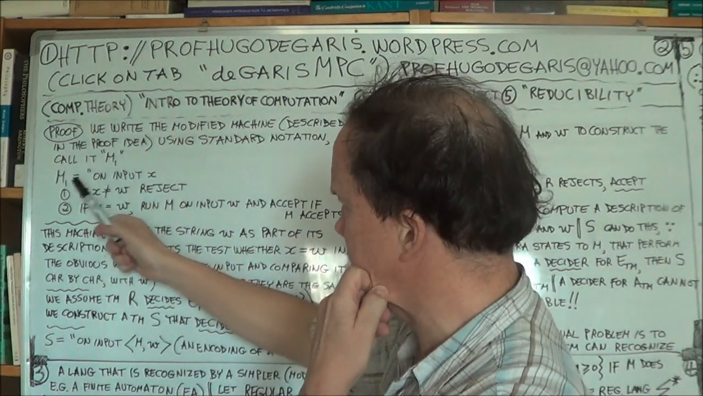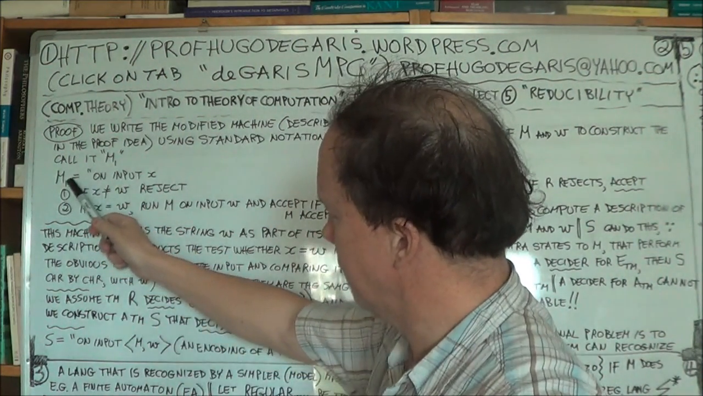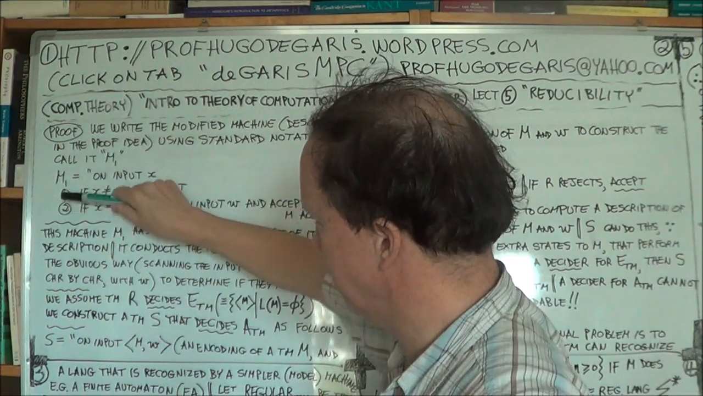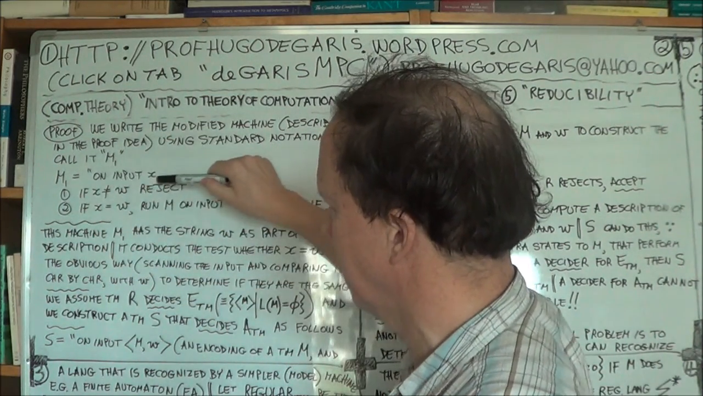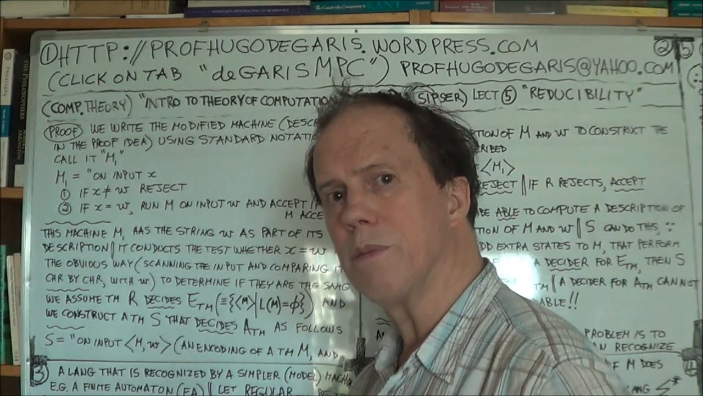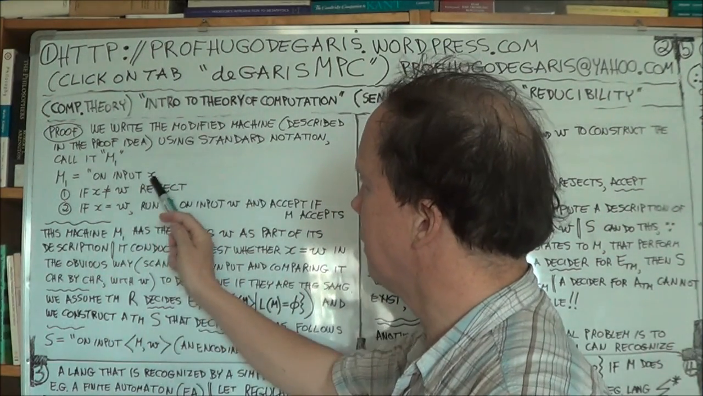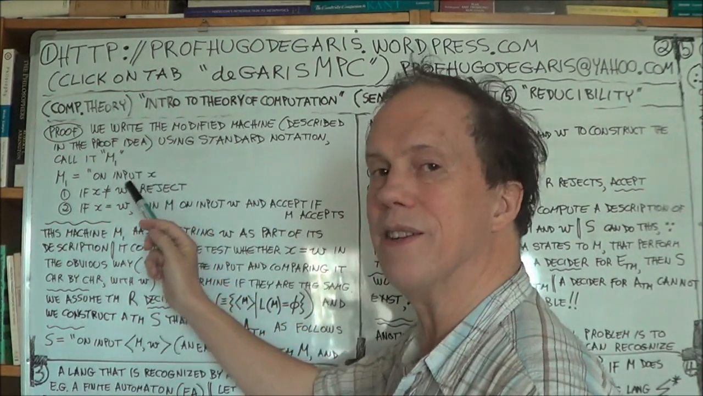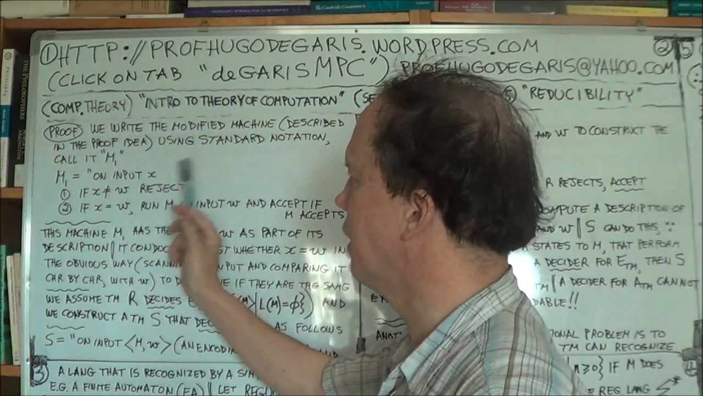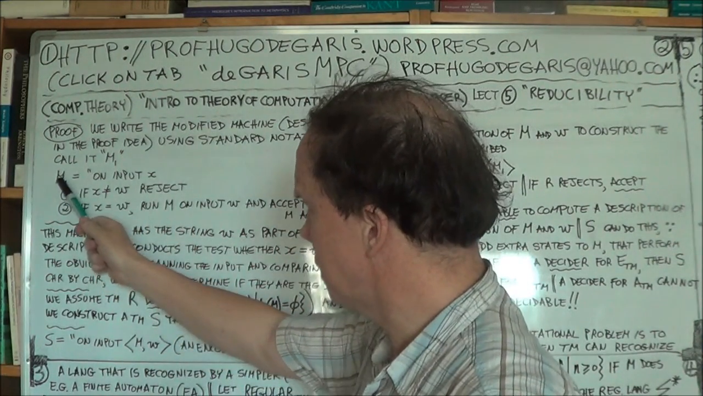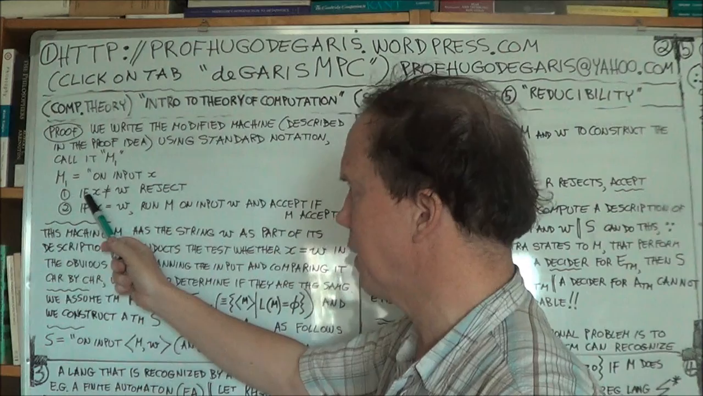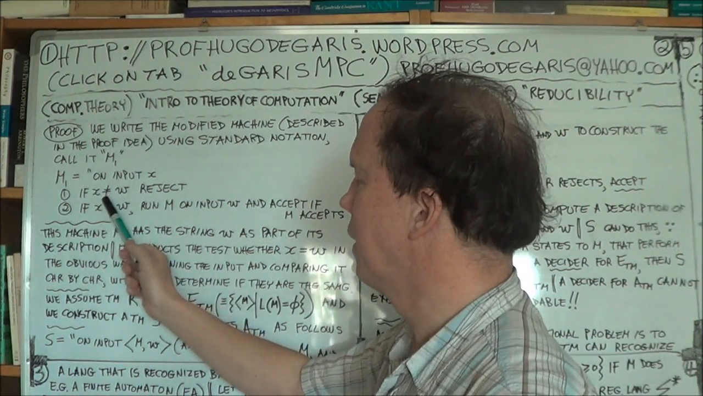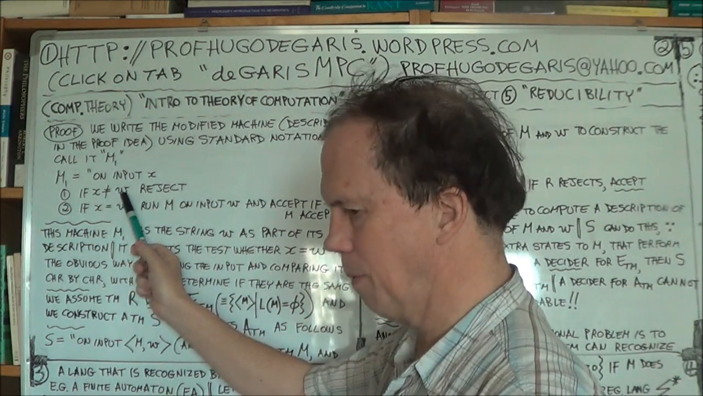Modified machine, we'll call it M1. So, as usual, stage numbers, and the first line is a description of the input string to the Turing machine. Well, it's just some string X, right? Just any old string X. Okay, so this machine M1, first thing it does, it checks to see if X is equal to W.